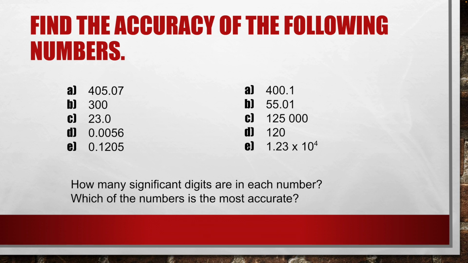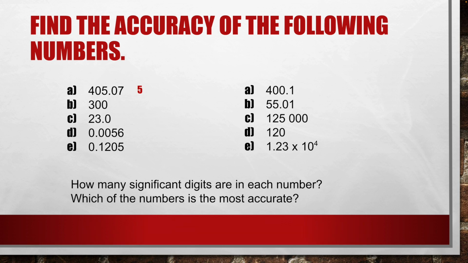So let's look at these questions here. We're going to find the accuracy of the following numbers. And again, accuracy means how many significant digits are there. So I want you to pause the video and count how many significant digits are in each number, and then circle the number that is the most accurate. In other words, the one that has the highest number of significant digits.